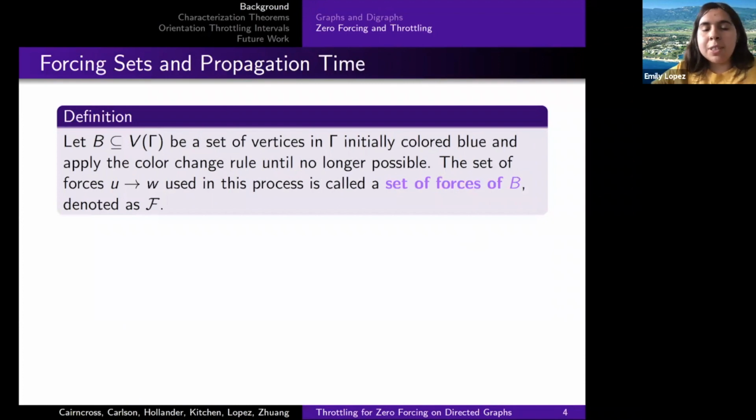So given a zero forcing set of a digraph gamma and an initial coloring of its vertices, we are able to apply the color changing rule until it is no longer possible. And the set of forces used in this process we call a set of forces of a zero forcing set. We denote this as F.